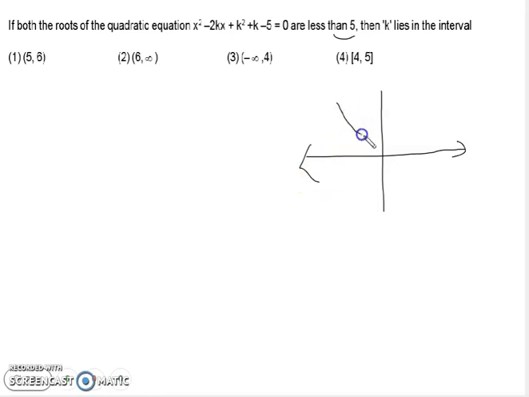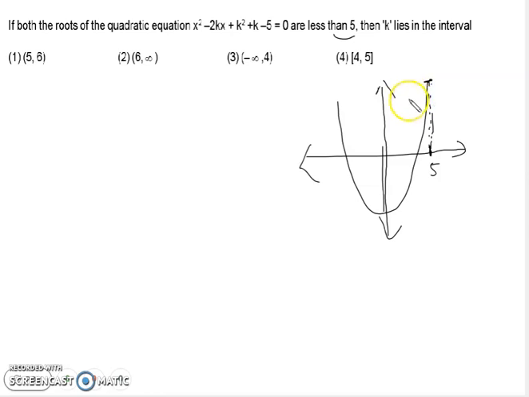So first of all we can understand through the graph, right? It can be this type of graph, or maybe this type of graph. After plotting, we have the point 5, and at 5 the function is positive, greater than 0. So now we are going to solve this question.